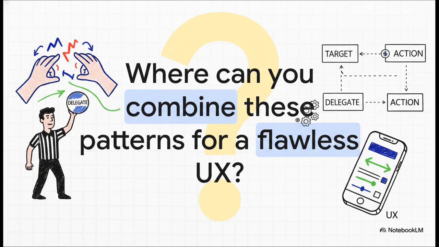So that brings us to the final thought. Go on, open up your own projects. Where do you have that slightly clunky interaction because two gestures are fighting? Where could a delegate just step in, act as the referee, and create a truly flawless, totally intuitive experience for your users? I bet the answer is already sitting right there in your code.